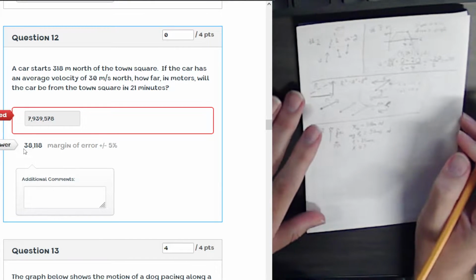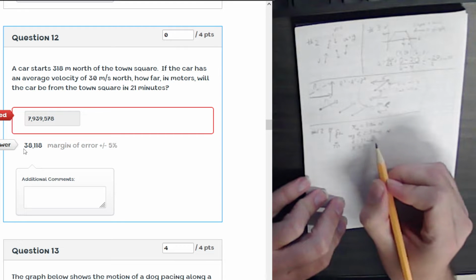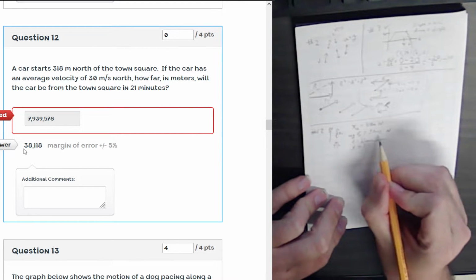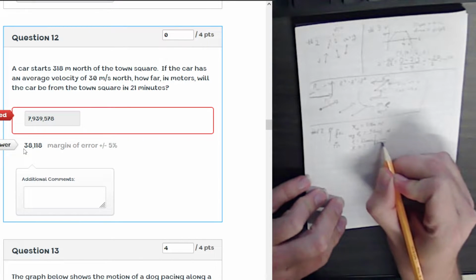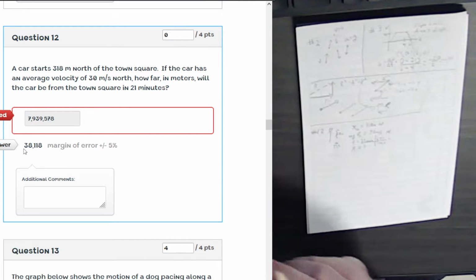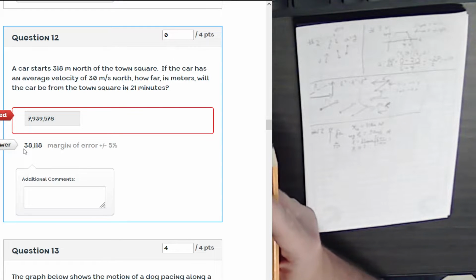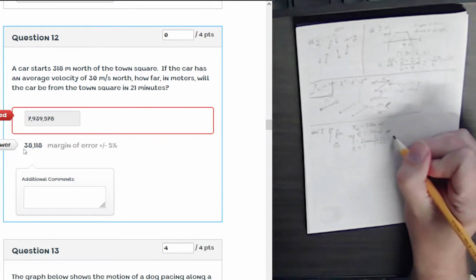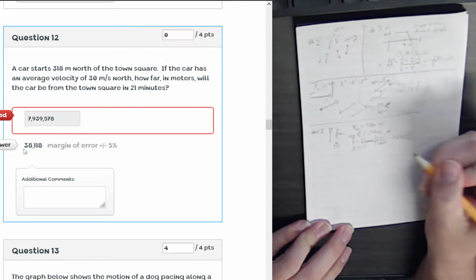So since this is in meters, and this is in meters and seconds, and this is in minutes, I know that these two don't have the same units. These are fine. So I want to convert minutes to seconds, so we know that in 1 minute there are 60 seconds. So to find how many seconds are in 21 minutes, I just need to multiply 60 times 21, and we'll get 1260 seconds, because those will cancel.